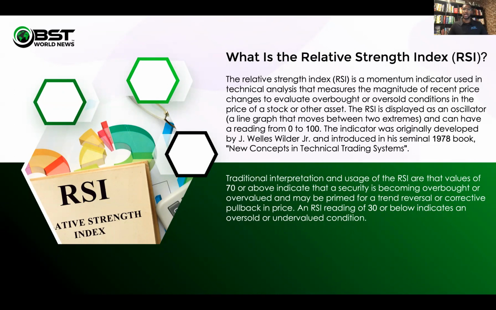The RSI is displayed as an oscillator, a line graph that moves between 2 extremes and can have a reading from 0 to 100. The indicator was originally developed by J. Wells Wilder Jr. and introduced in his seminal 1978 book, New Concepts in Technical Trading Systems. Traditional interpretation and usage of the RSI are that values of 70 or above indicate that a security is becoming overbought or overvalued and may be primed for a trend reversal or corrective pullback in price. An RSI reading of 30 or below indicates oversold or undervalued condition. That right there is pretty much all you need to know about the RSI.